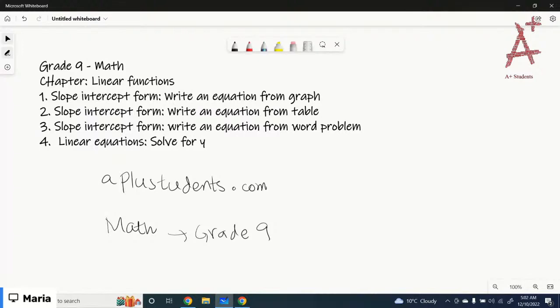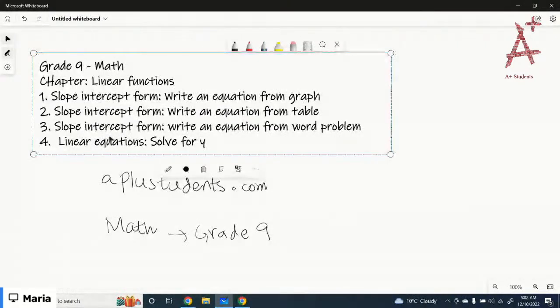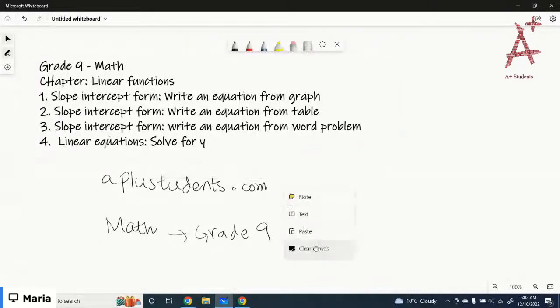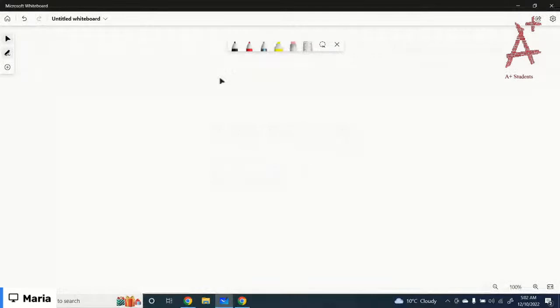Okay, let's just start with the first topic, that is slope intercept form, write an equation from graph. Let me just write down the lesson name on the board, then we'll start. Okay, the lesson name is slope intercept form, write an equation from the graph.